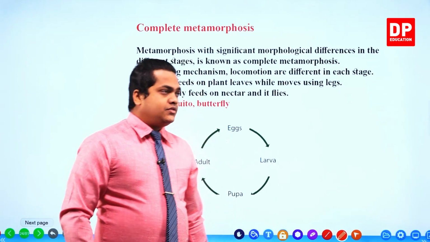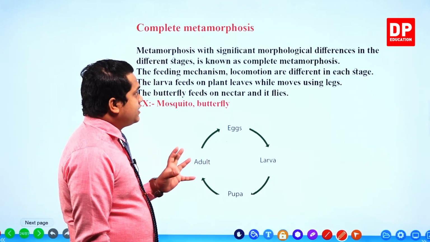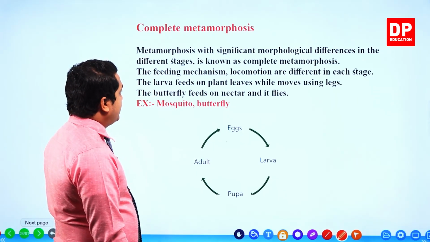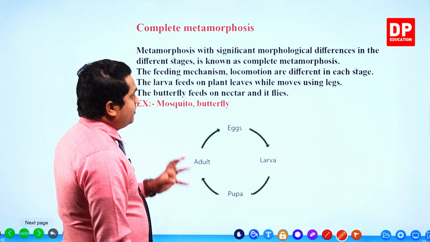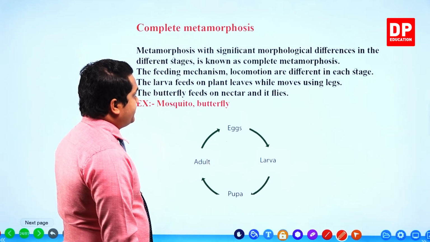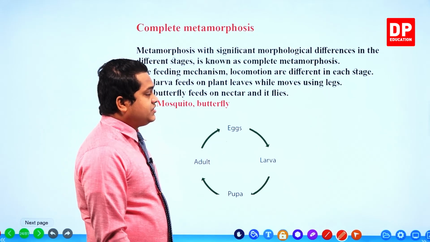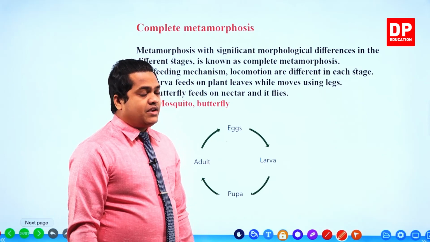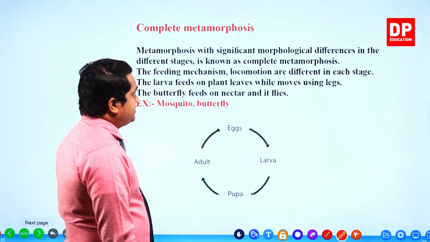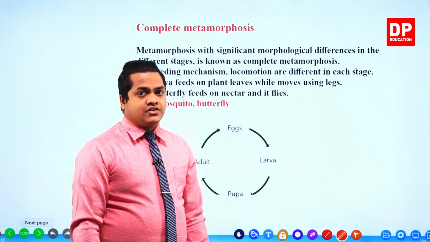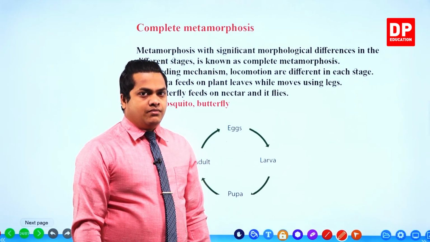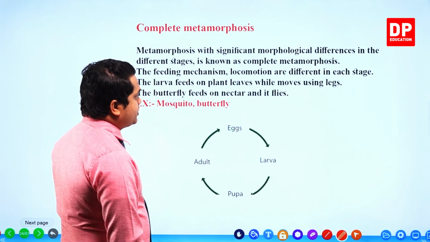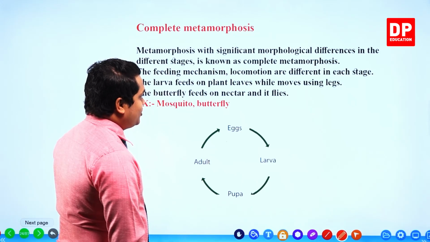So my dear children, you can clearly see that within complete metamorphosis, there are significant morphological differences in the different stages. So if there are significant morphological differences, then it is called complete metamorphosis. The feeding mechanism and locomotion are different in each stage.